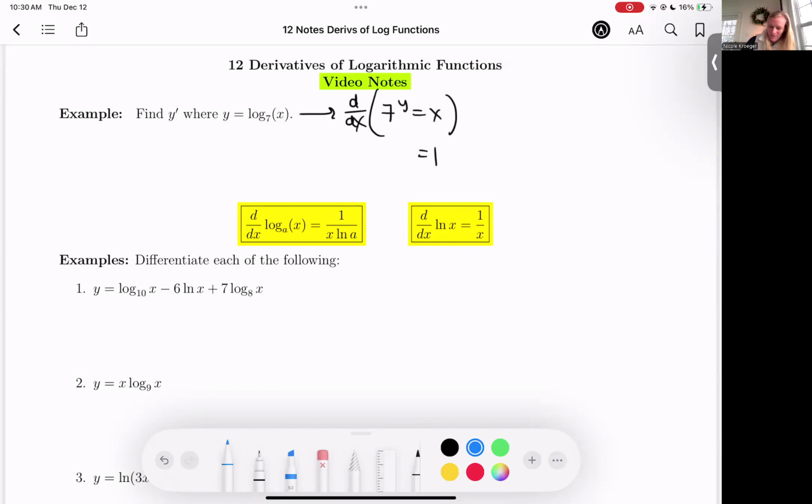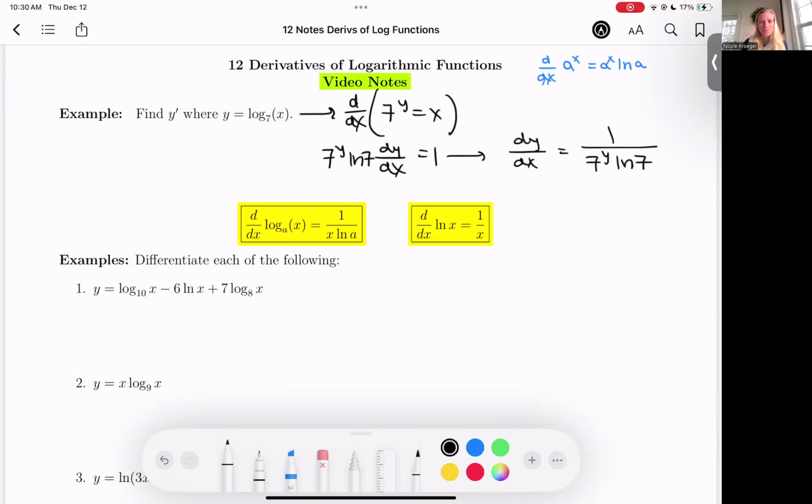And then if you remember from last semester, when we take the derivative of a to the x, we get a to the x ln of a. So if I have 7 to the y, we're going to get 7 to the y ln 7. But then because y is a function of x, we're doing implicit differentiation here, so we're going to get a dy/dx there. Okay, so that's pretty nice. So now we can solve for dy/dx. If I just divide both sides, I'm going to get 1 over 7 to the y ln of 7.